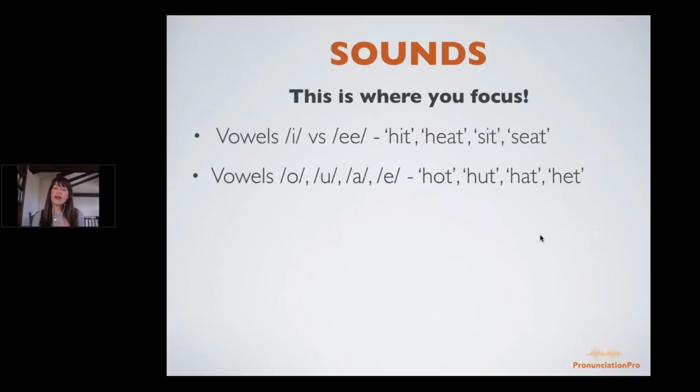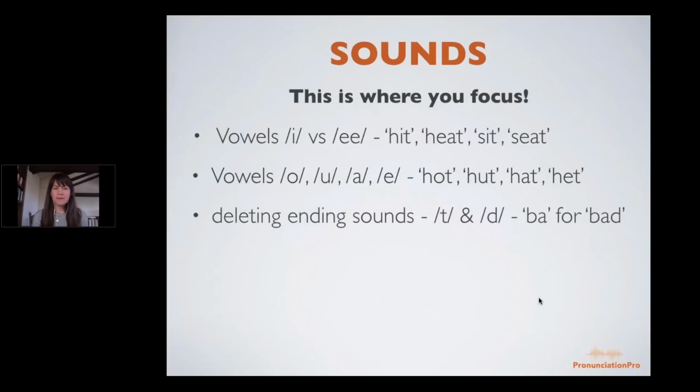All right, for short vowels, A and E, for our Spanish speakers they sound very similar. It's hard to differentiate between these. So we'll go through these and do some listening exercises between them. So hot, hut, hat, het. Het isn't a word, but it goes along with the contrast.